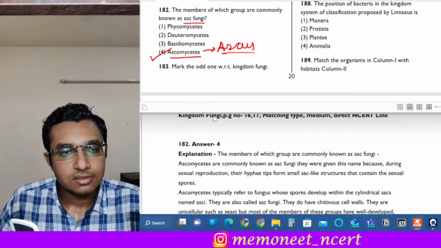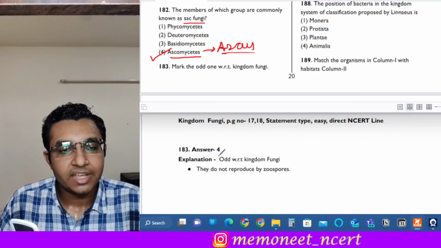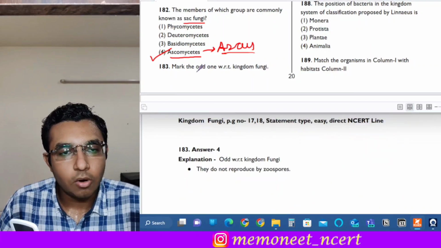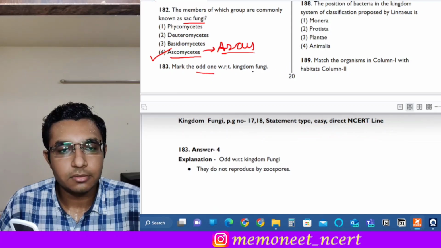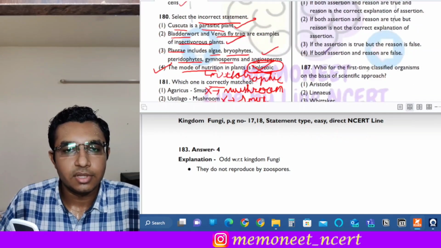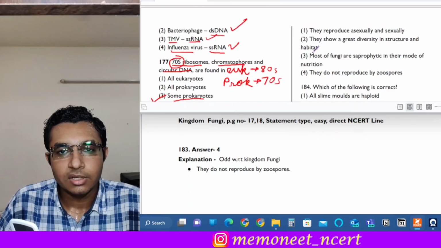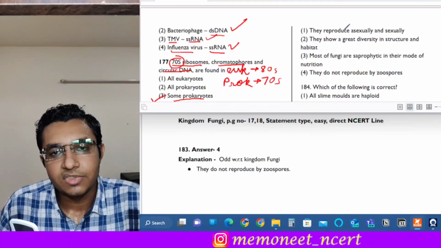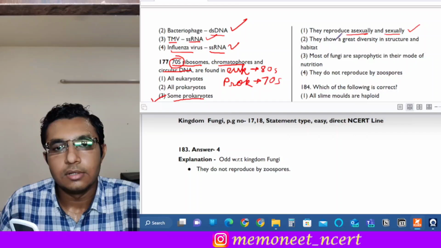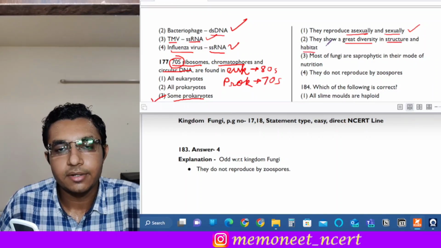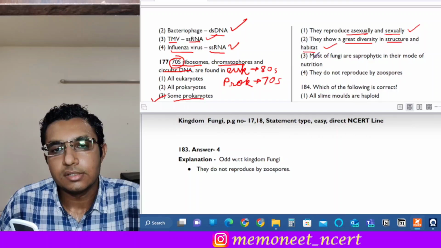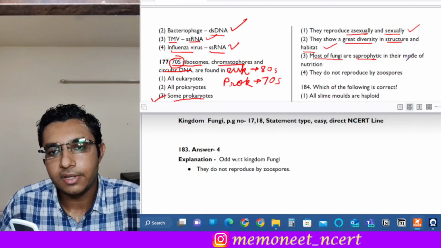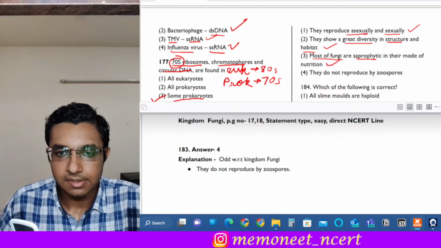Next is question 183, and in this we have to mark the odd one out with respect to kingdom fungi. Now let us see the options. The first is they reproduce asexually and sexually. This is correct. Second is they show a great diversity in structure and habitat. This is also correct. Third is most of the fungi are saprophytic in their mode of nutrition. Yes, this is also correct.